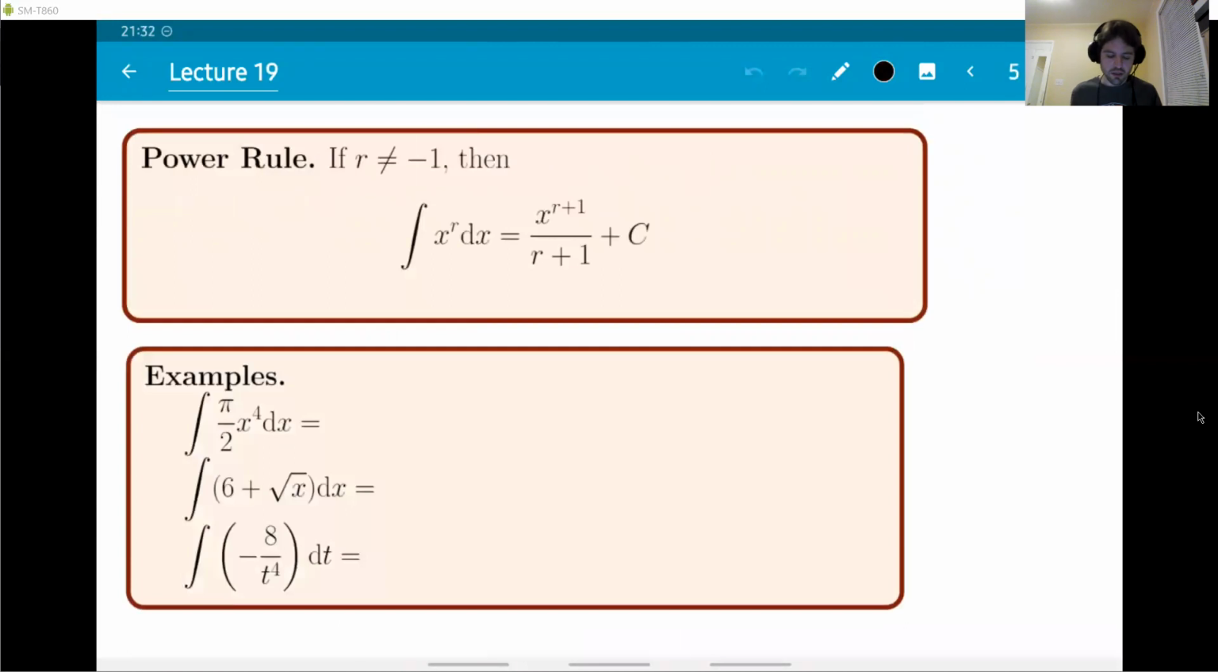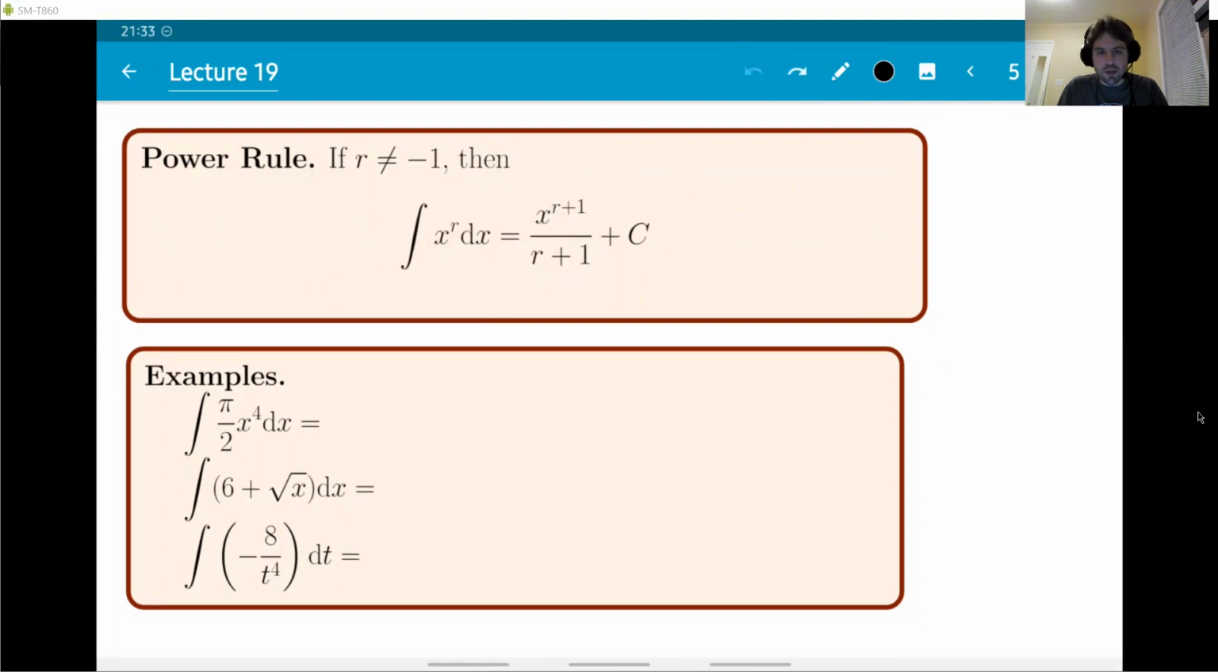Okay, moving on. There is something that's called the power rule. It is called the power rule because it is the reverse of the power rule for the derivative. If you are trying to integrate a function that's x to a power, and if that power is not minus 1, then the integral is given by this formula here. You are going to add 1 to the power and then divide by that same number, r plus 1. And as usual, there is the plus c.